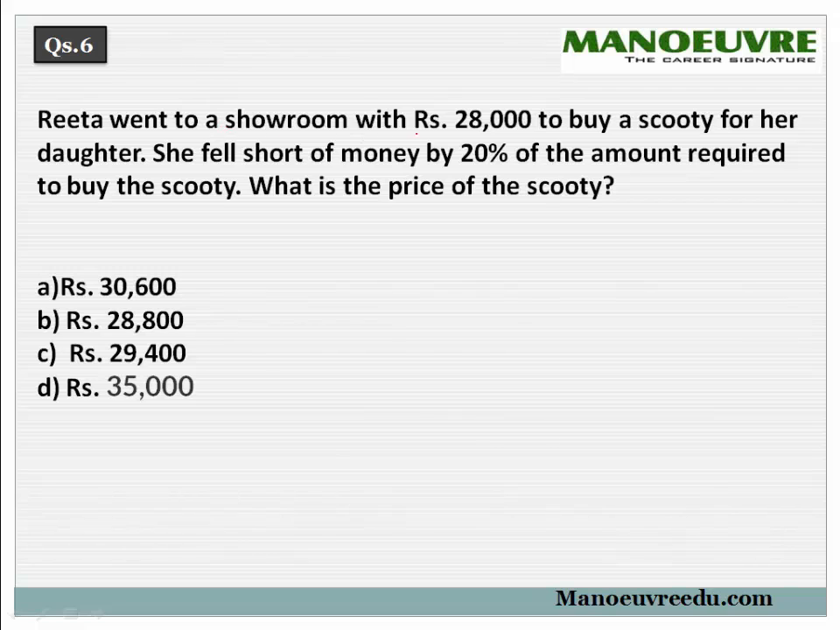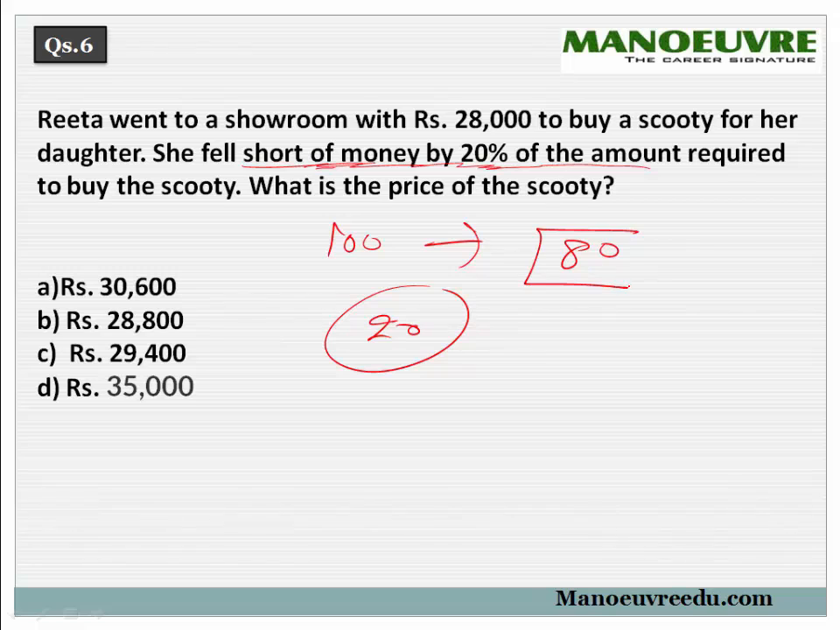Reeta went to a showroom with 28,000 to buy a scooty for her daughter. She fell short of money by 20% of the amount required to buy the scooty. What is the price of the scooty? Okay, so let's assume that the cost of the scooty was 100. Now she fell short of 20% of the amount. So that means when she went to the showroom, she was just having 80 rupees.